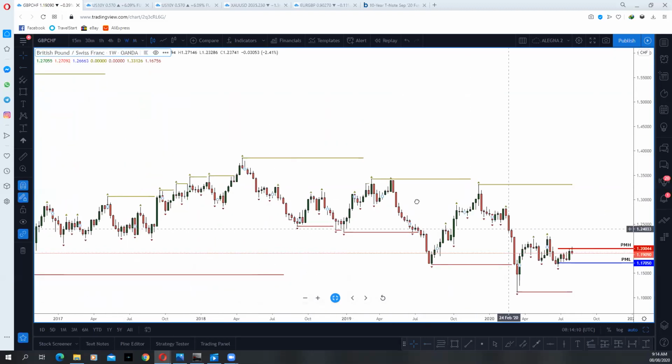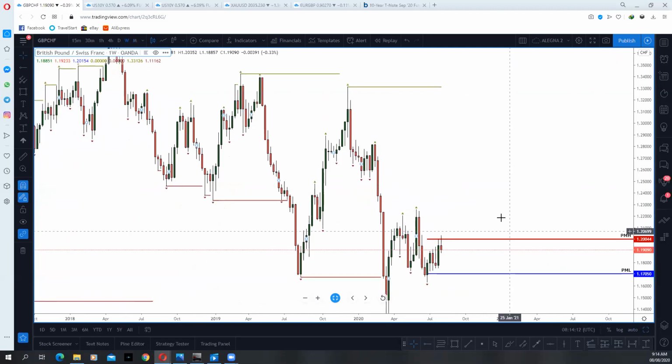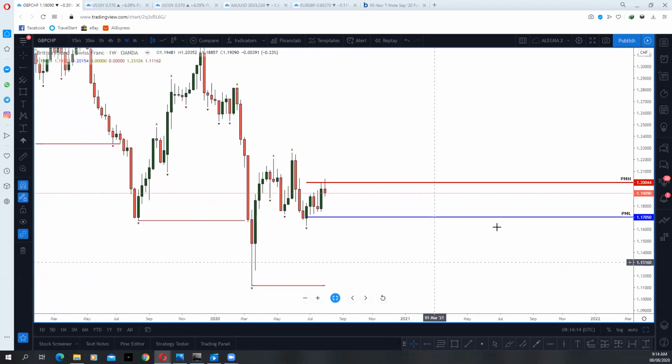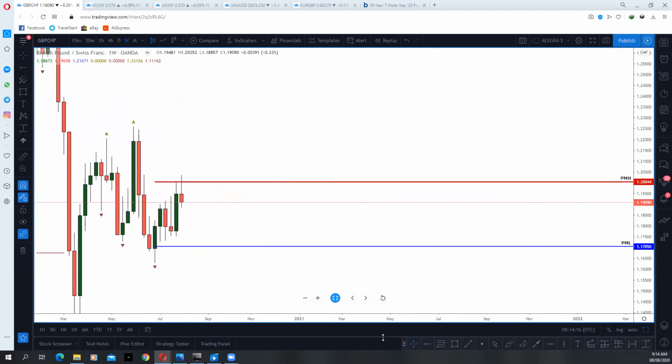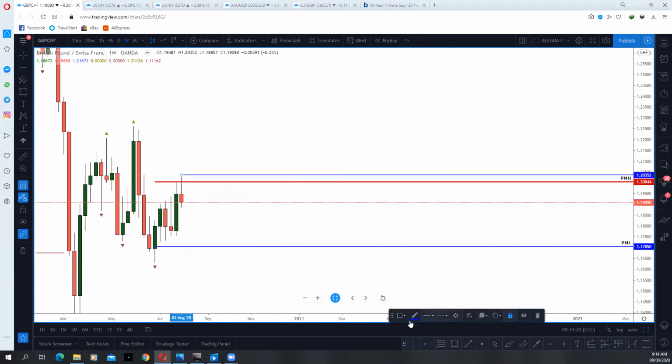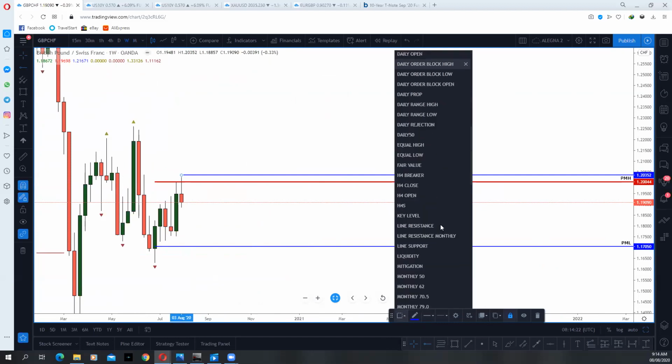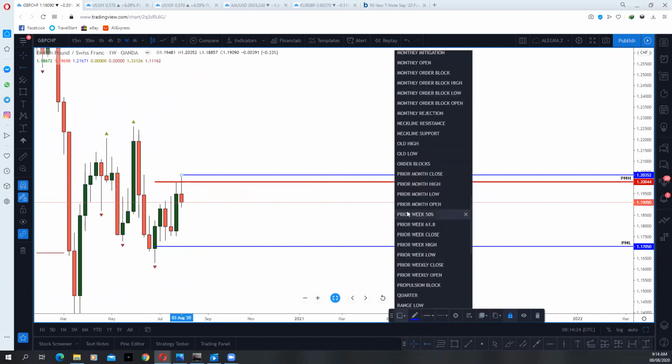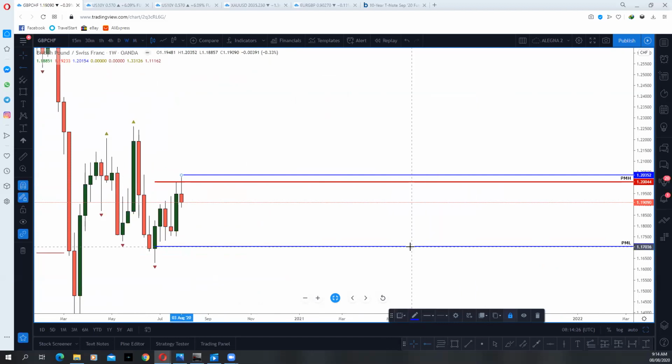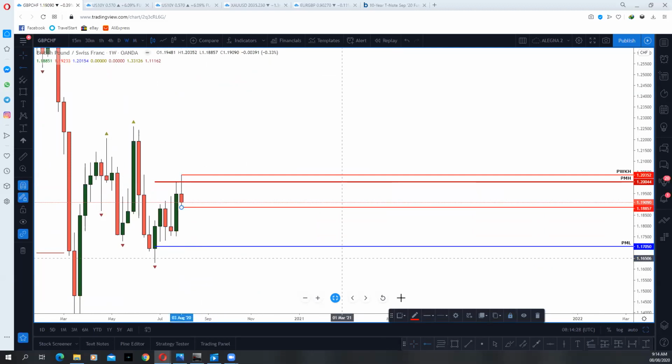And you go into your weekly time frame. When you go into your weekly time frame, what will you now be looking at? You pick the previous week's high, and you pick the previous week's low.